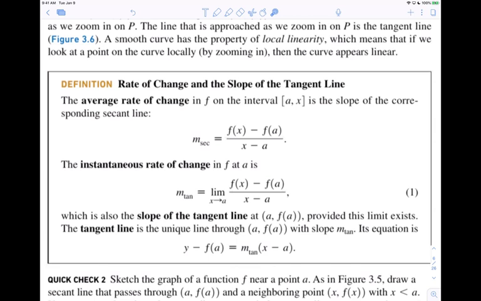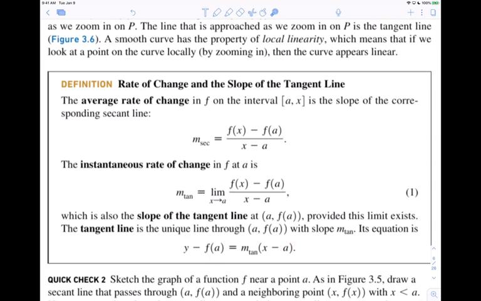So the instantaneous rate of change is going to be the slope of the tangent line at a fixed point a, f of a, provided this limit exists. The tangent line is the unique line through this point with the slope of the tangent. Its equation is given by the point slope formula from college algebra, right? We have the slope of the tangent, and then we have the a and our f of a.